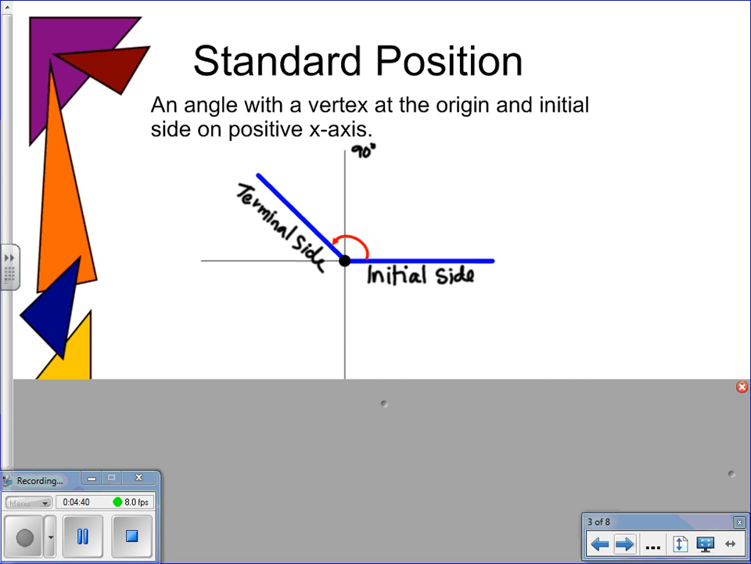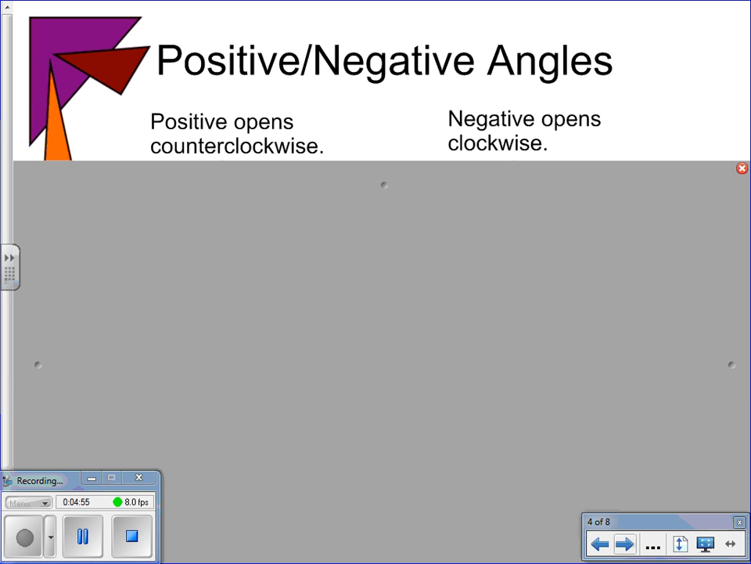Now, the other thing that's really important is that red arc or arrow. I'm going to be checking when you take your quiz on Friday that you draw that for me so I know what direction you opened. Because in algebra, we can have different angle measures depending on what direction we open. And that's our next slide.